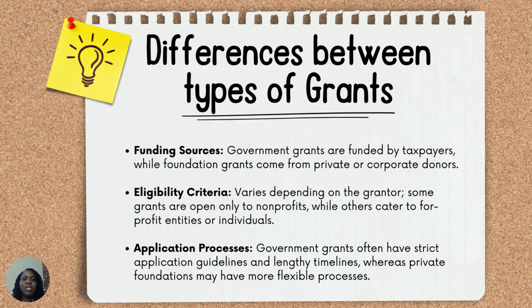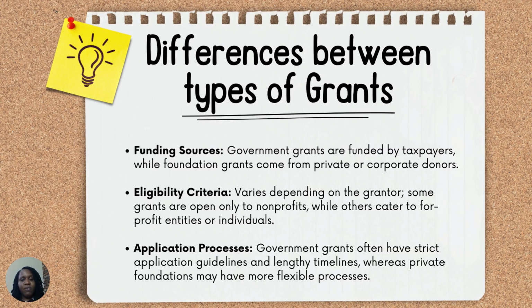Now, why is it important to understand the types of grants? Because when you are looking at it, there are different funding sources. For instance, a government grant is funded by taxpayers. All of us give government money, right? So they now take a portion of it and support businesses, support individuals and the likes. Foundation grants come from private or individual corporate donors, people that want to give back to society. They are not the same funding source.